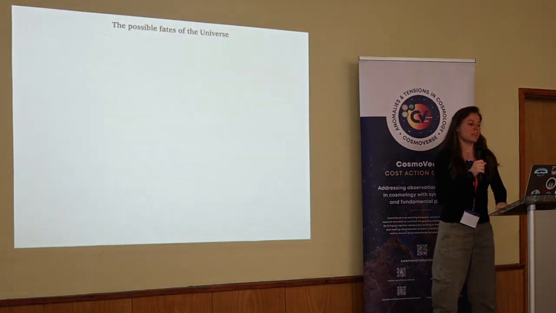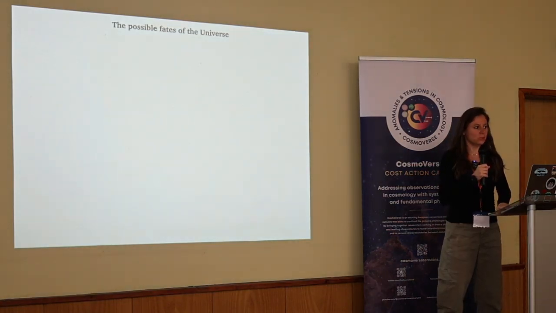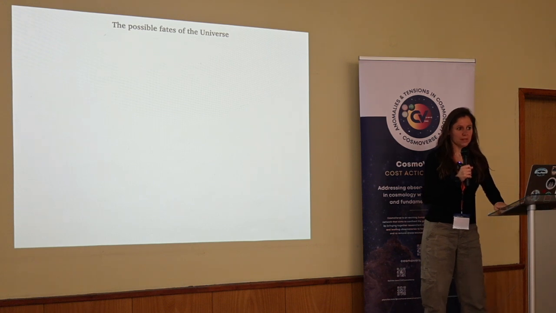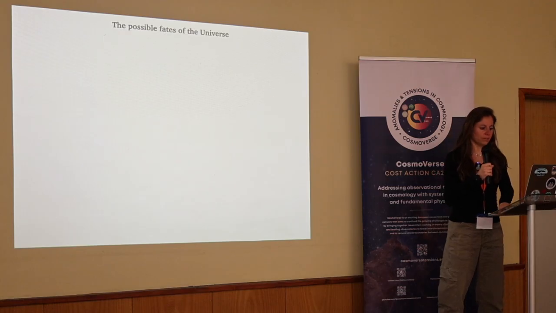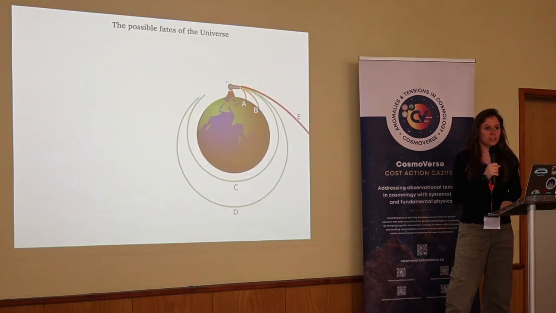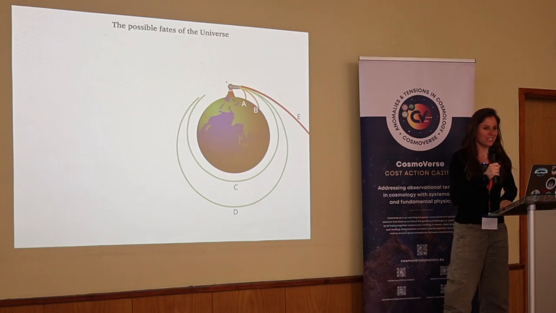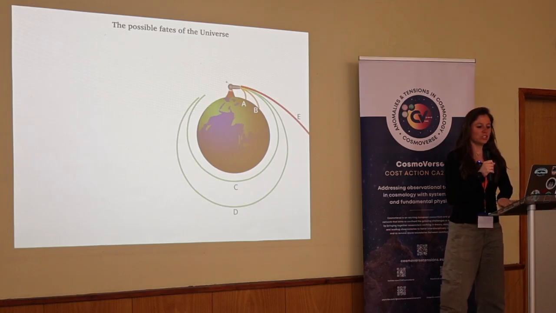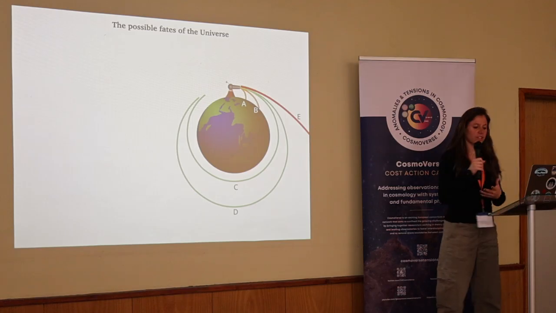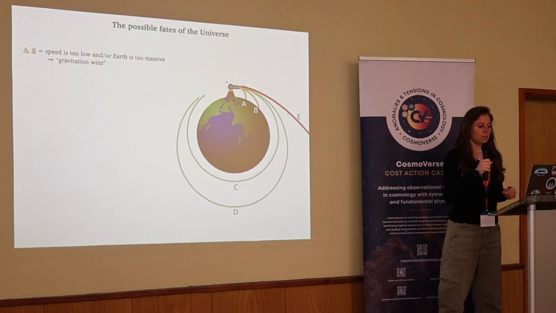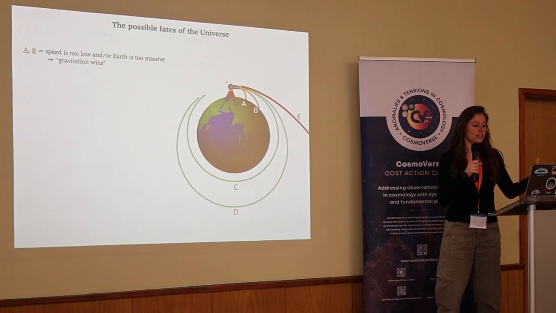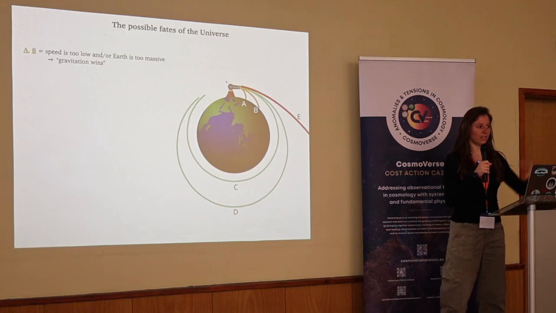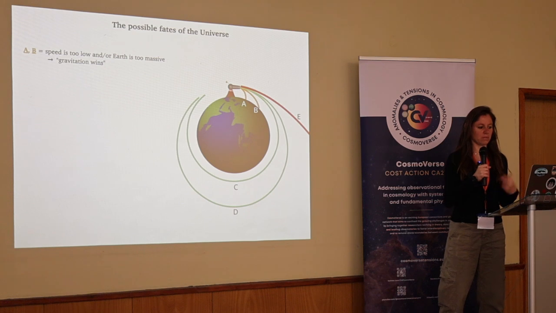Now, let's talk a little bit about the fates of the universe. So we know the universe is expanding, and the expansion rate is H0, the Hubble constant. Let's compare the fate of the universe with this experiment. Let's imagine you have a cannonball that you throw from the Earth, from a mountain, and you have different configurations, like A or B, which means that either the ball is thrown with a very low velocity, or the Earth is very massive so that it retains the ball and it cannot escape.